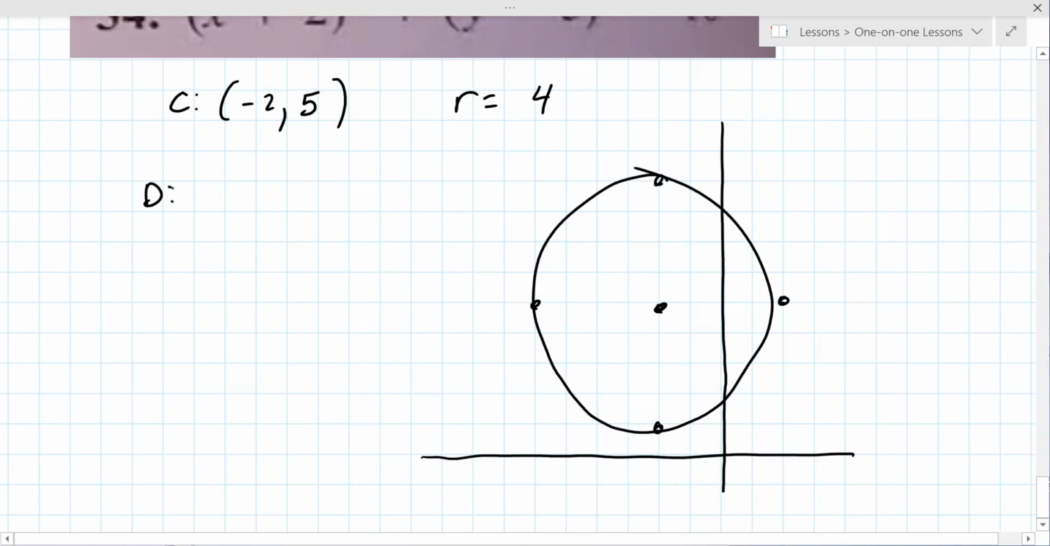What's your domain? Imagine you can't see the graph. It's -2 minus 4, so that's -6, comma, -2 plus 4, which is 2. So you can get it without actually drawing the graph. The graph just helps. For the range, you use the y value. It's 5 minus 4, which is 1, and then 5 plus 4, which is 9. This one's all the way up at 9, if I've drawn it correctly.